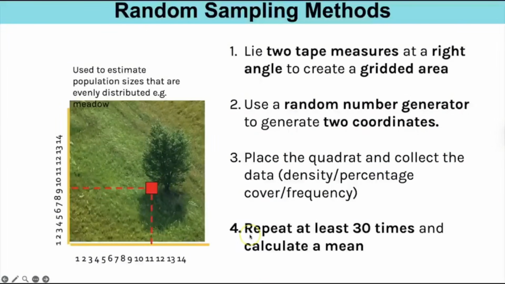Now you have to make sure it's representative. So you have to do this a large number of times, so at least 30 times, calculate a mean. And then if it's percentage cover, it ends there. If it's density though, meaning you counted the number of plants in the quadrats, you now have your mean number of plants in a quadrat, but we want to know it for the entire field.